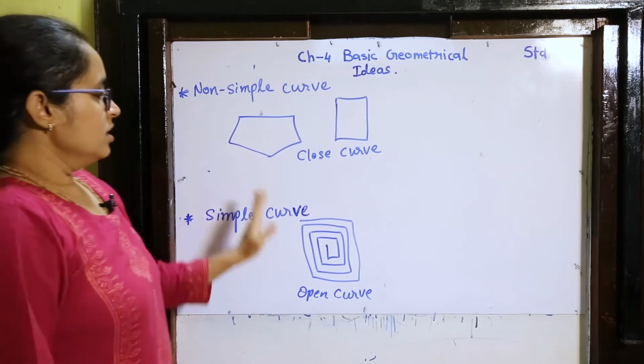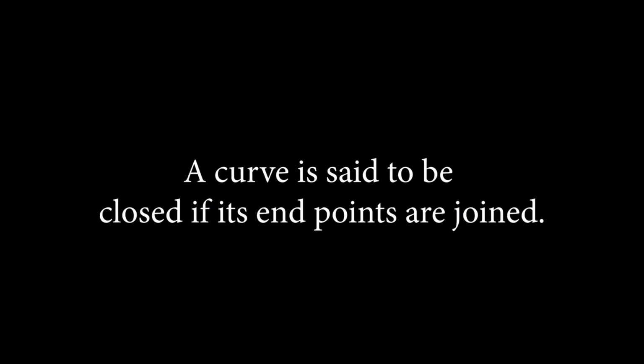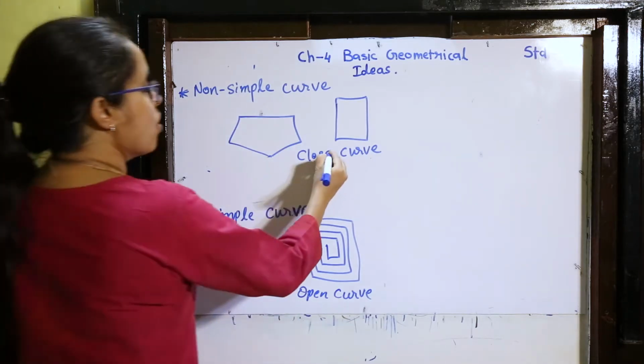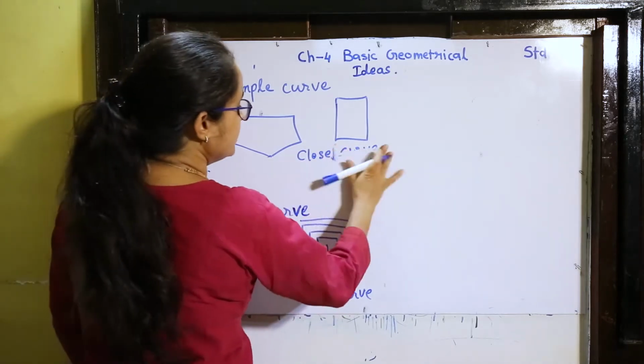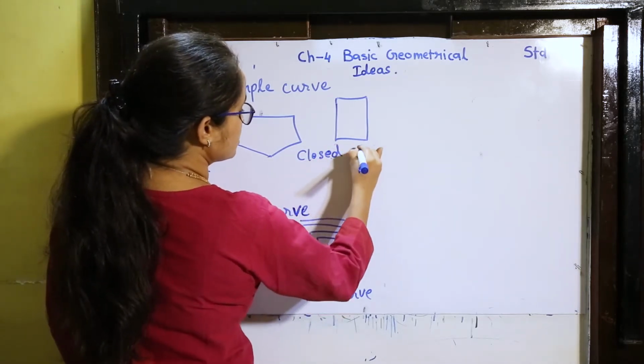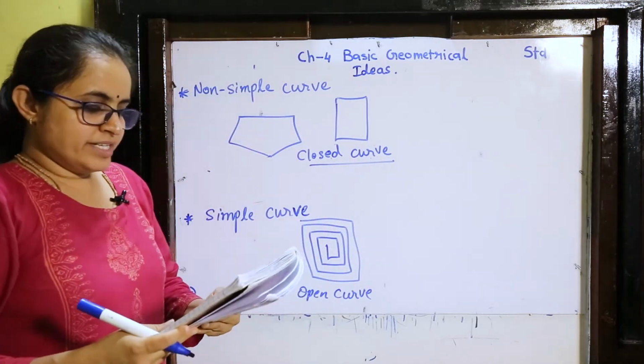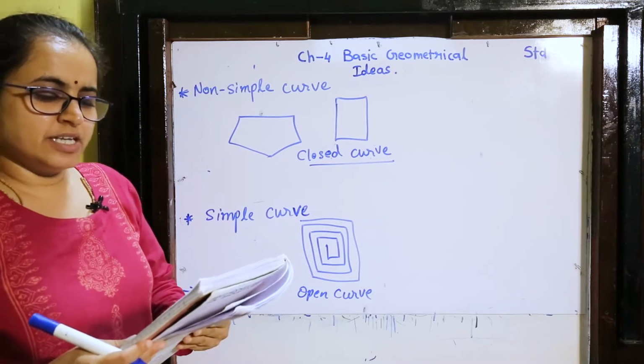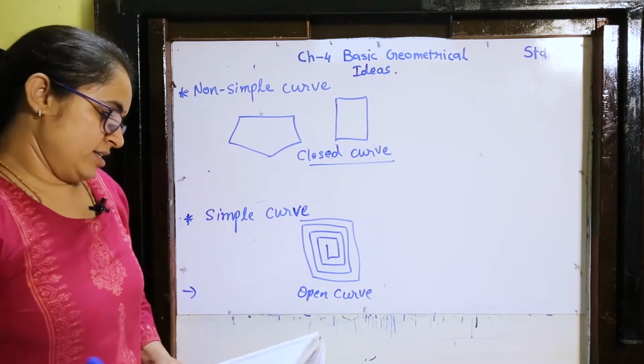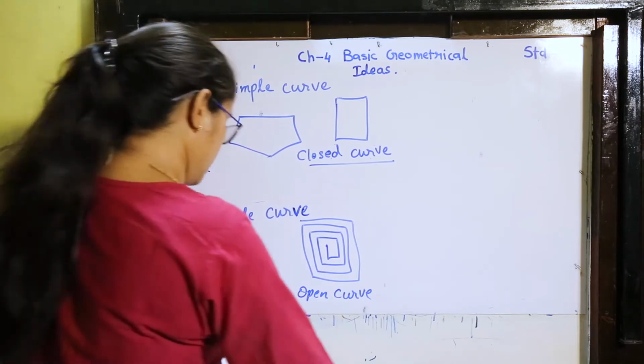Okay. So please write down after the definition, or you can say the point of non-simple curve. A curve is said to be closed if its end points are joined. Okay, that means this is called closed curve. Please write down the definition of closed curve. So you have to write this. A curve is said to be closed if its end points are joined. Okay, that you have to write in the closed curve.